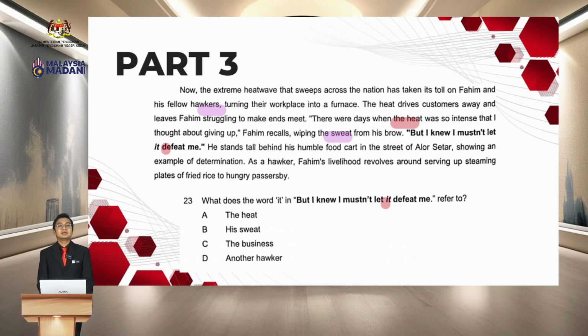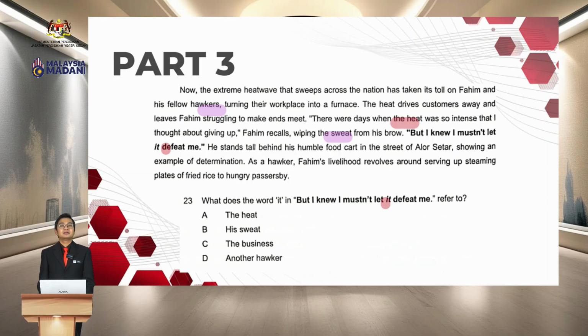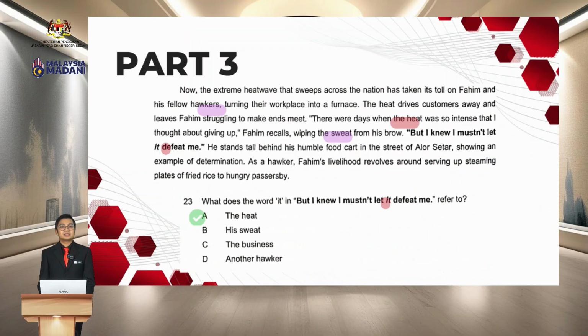Now let's look at the clues that we can get. What does the word "it" in "but I knew I mustn't let it defeat me" refer to? As we know, the word "it" is in this sentence. Before this sentence, we can see three things being mentioned: sweat, the heat, and hawker. So the correct answer will be the heat.